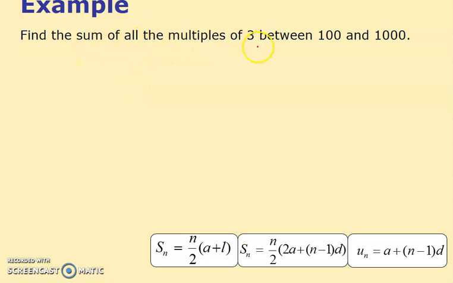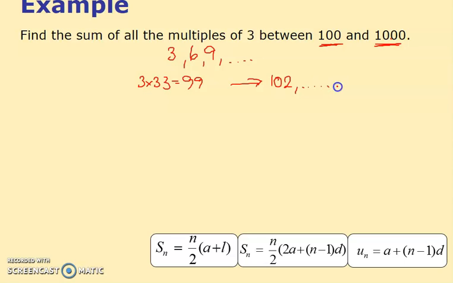Find the sum of all the multiples of 3 between 100 and 1000. Of course, the multiples of 3 go 3, 6, 9, upwards. But this says between 100 and 1000. And I suppose I need to know that 33 threes are 99. So my first number between 100 and 1000 is 102. It goes up, it goes up, it goes up. And my last one must be 999, thinking about it, because obviously 3 times 333 is 999.